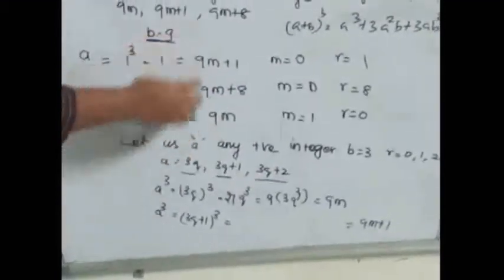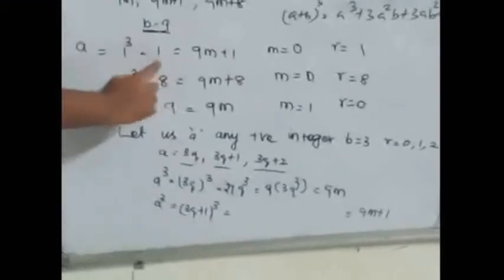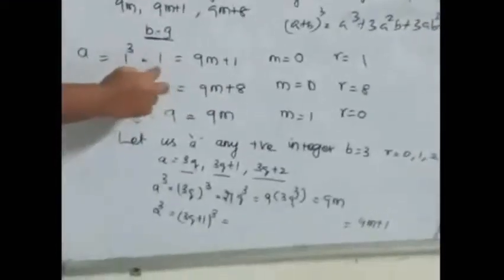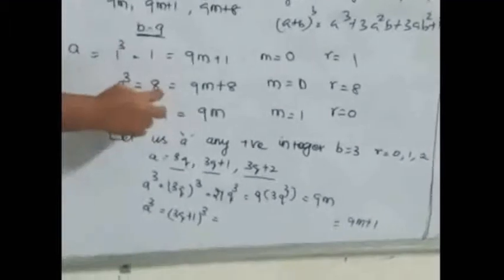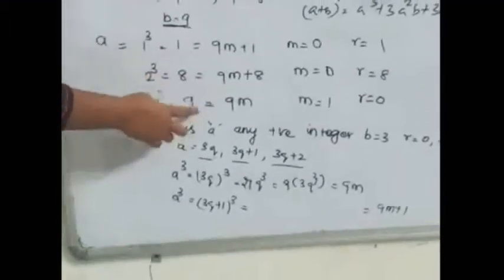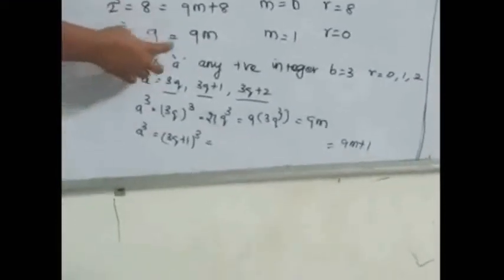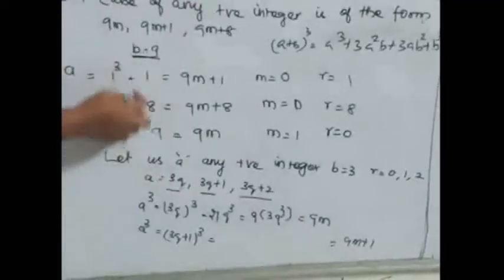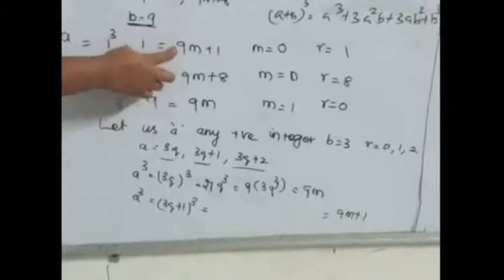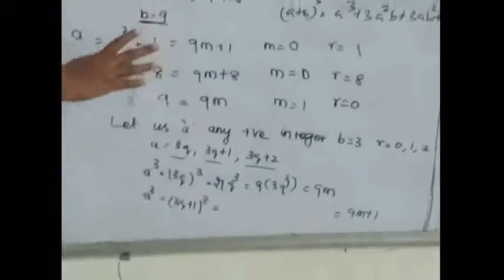So here you have 9m, which means your quotient is m and remainder is 0. Then quotient is m, remainder is 1. If you divide by 9 again, your quotient is m, your remainder is 8. So the cube of all the values is always in the form of 9m, 9m plus 1, 9m plus 8. So this is proved numerically.